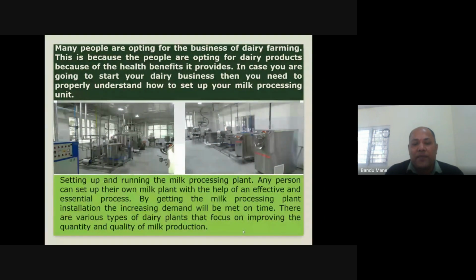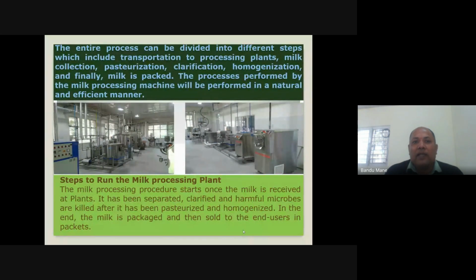Next, this milk processing is divided into different steps that include transportation to the processing plant, milk collection, pasteurization, clarification, homogenization, and finally the milk is packed. The process performed by the milk processing machine will be performed in an efficient way if your plant, your machinery, is up to the mark.